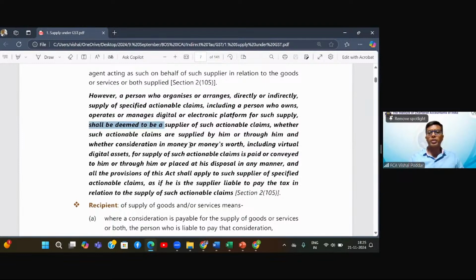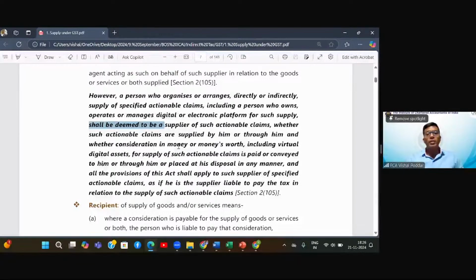Now, whether such actionable claim are supplied by him, that is by the gaming company, or through him. Now, what is this or through him? Because many times when you are playing a game with some other person, actually the gaming company is only acting as a mediator, whereby we both are putting 100 and whoever wins will get that 200. That is how it is. So technically the gaming companies are not going to give you the win amount. The win amount is actually going to come from the other person, but it is going to come through the gaming company. So they are saying it may be either the gaming company, that is the supply may be by the gaming company or through them.